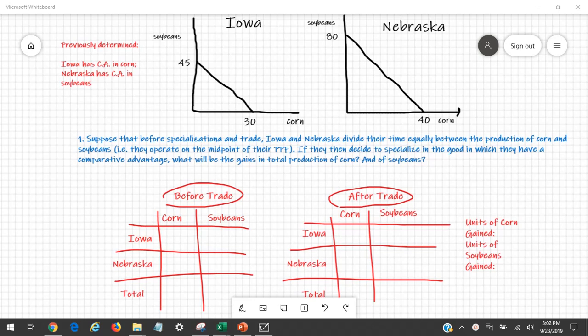That's the one where we determined, given these two PPFs for Iowa and Nebraska, who had the comparative advantage in corn and who had the comparative advantage in soybeans, by calculating their opportunity costs for each good. And then we talked about who would specialize in which good. So today is going to be the extended parts of a question like this.